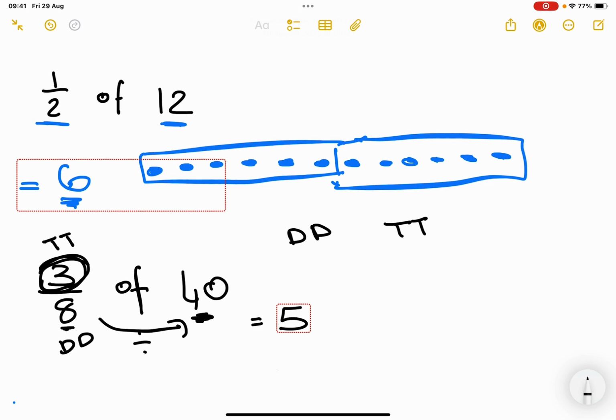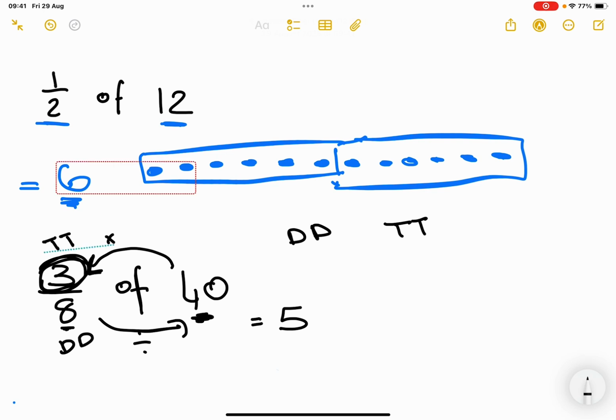But I'm not done. So that means that if I take 40 and I divide it up into 8 groups, there will be 5 in each group. But now I need to take my answer and times it by the top number, DDTT. So 5 times by, in this case, 3, that is equal to 15. So my whole number is 15.